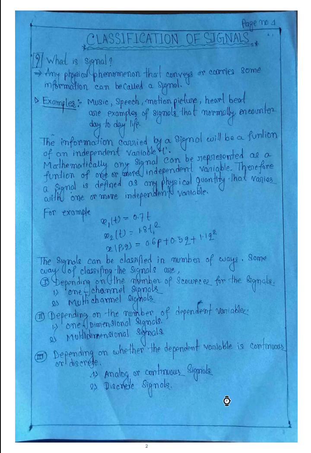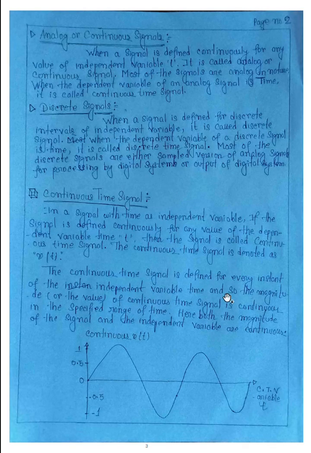Let's dive deeper into that last point, starting with continuous signals. A continuous or analog signal is defined for every possible value of its independent variable. When the independent variable is time, we call it a continuous time signal. In this type of signal, both the magnitude of the signal and the independent variable are continuous. You can see this clearly in the graph where the signal is a smooth, unbroken line.